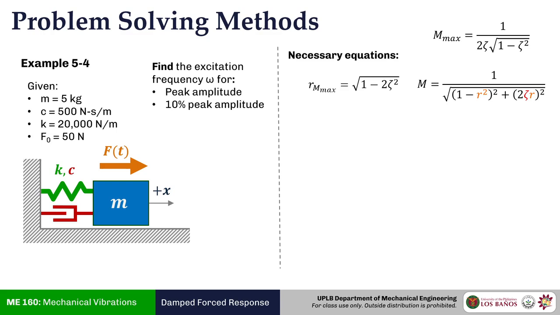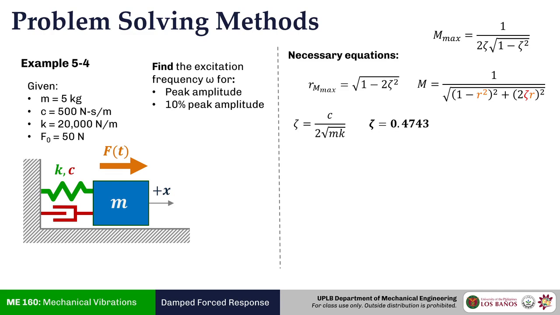Do we have a formula for zeta? Yes, we do. And it just so happens na lahat ng variables na kailangan natin for the damping ratio ay binigay na. It's C over 2 square root of mk. If you calculate that, you get this damping ratio. So, this damping ratio, check muna natin.